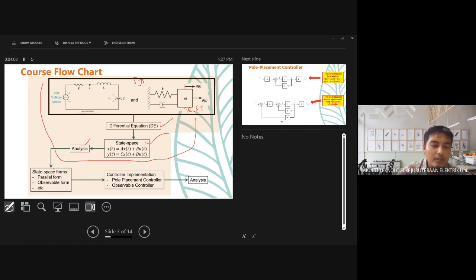And then Dr. Halim already explained to you the state space form in parallel form, observable form, etc. So now try to focus on this: controller implementation, pole placement controller and observer controller. There are two types of controller. However, in this course, I will focus on the pole placement controller only.